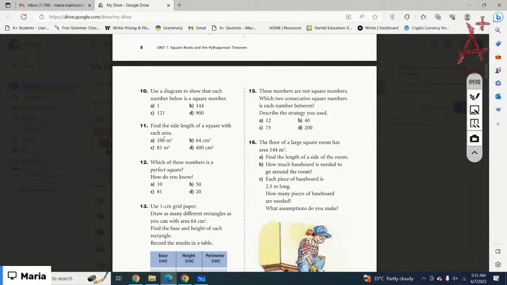Perfect square means when you multiply a number by itself, you get the number. How do you know? Okay, you have 10. Do we have a number which we multiply by itself to make 10? No, we don't have any number. Got it? 2 times 5 makes 10, 10 times 1 makes 10, but we don't have a number that when multiplied by itself makes 10. Then you have 50. 50 is not a perfect square. You don't have any number that you can multiply by itself to make 50. 81 is a perfect square. 9 times 9 makes 81. Got it?